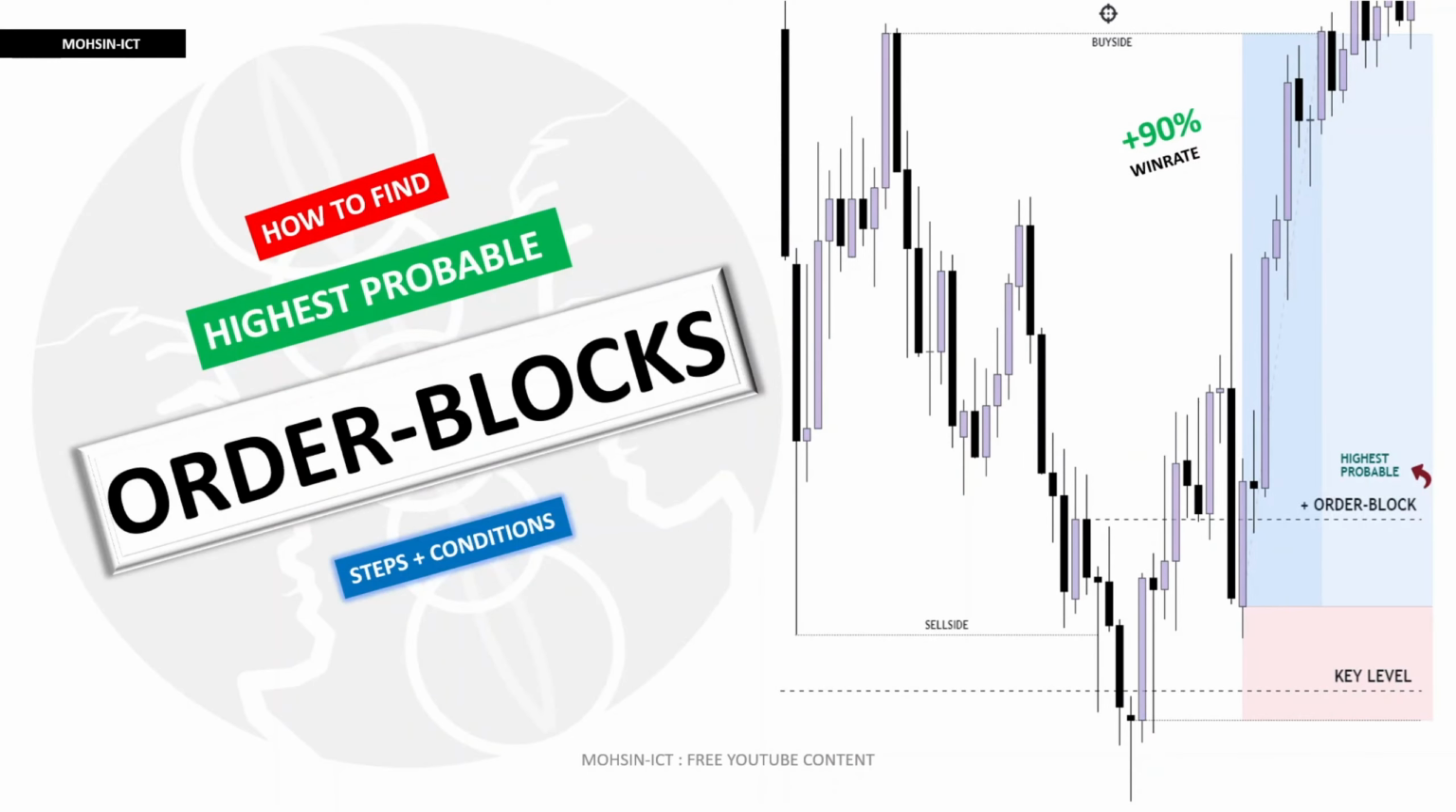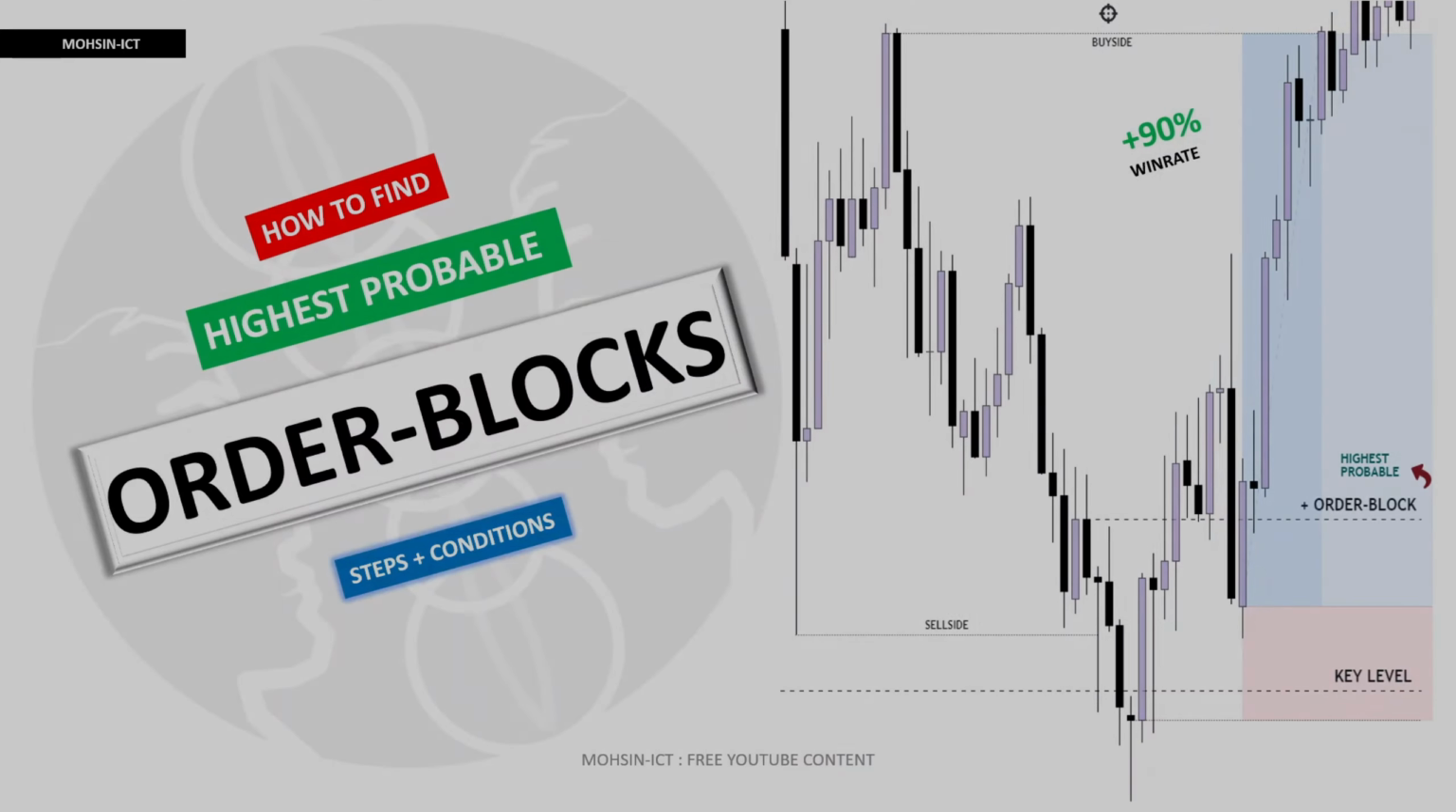Welcome back, folks. Our agenda today is to learn how to find the highest probable order blocks in any market. As you know, in the market there are a lot of ranges and candles, so it's not very easy to find the highest probable order block that will give you the ultimate setup. But in this video, I'll give you a certain set of steps and conditions that will always lead you to the highest probable order block. So without further ado, let's jump right into it.